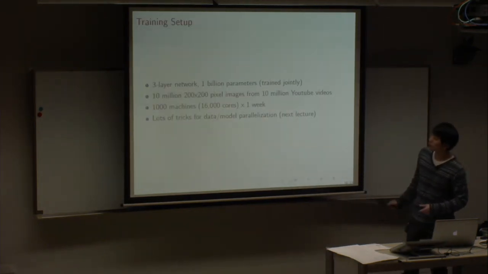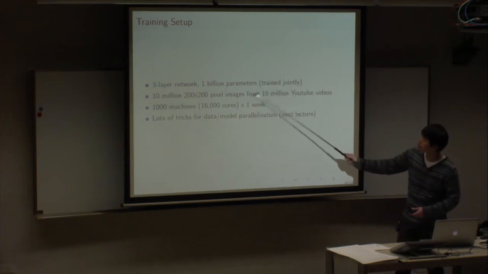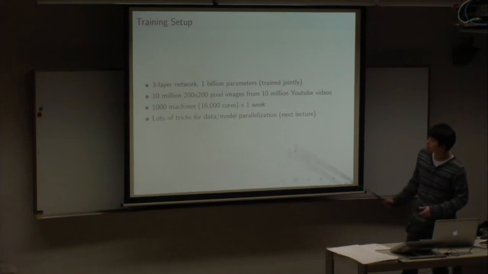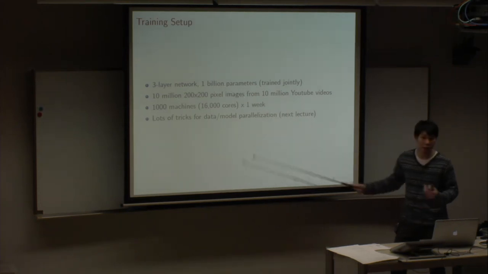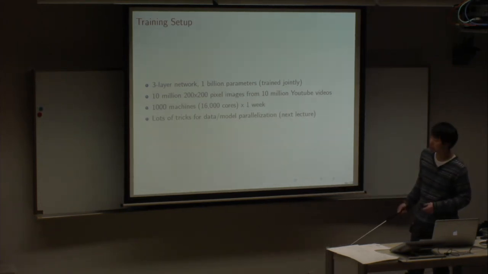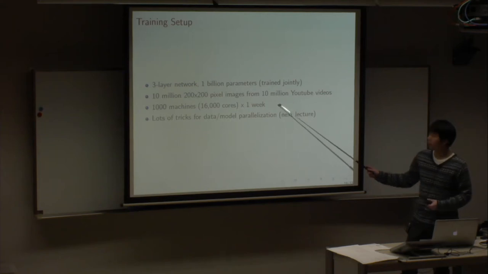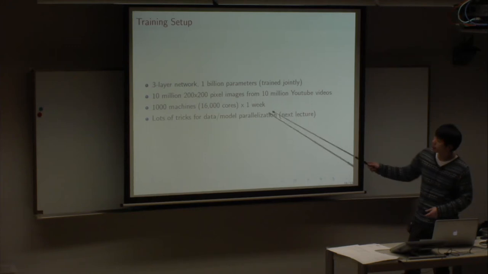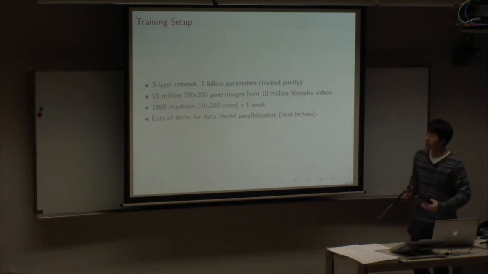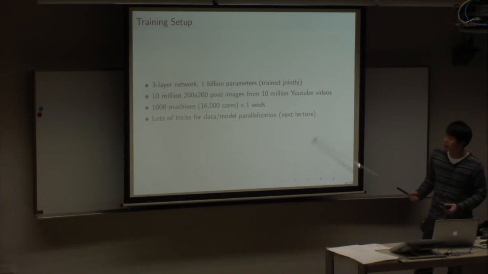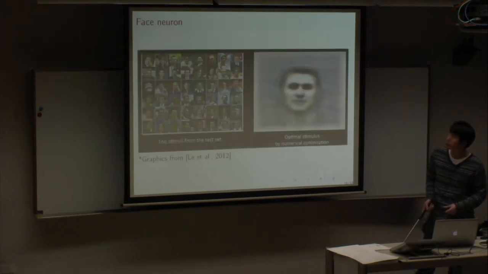Okay, so now let's see how they do it. They use three layers, so they repeat that layer three times. That's a lot of parameters. It's the largest neural network in the world, probably. I mean, certainly. And they sampled YouTube videos, so 10 million YouTube videos. Each video, they pick one image out of them. And there's a lot of tricks for how to parallelize the data and the model. So I'll talk about it later today. Okay. So here's the result.